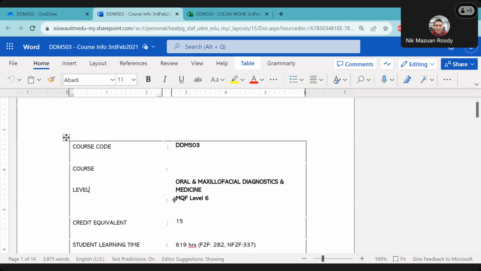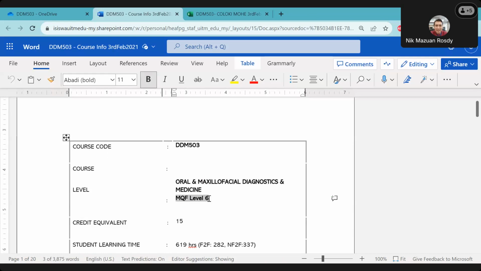Level, MQF. The question was asked yesterday, right? What is MQF? Malaysian Qualification Framework. For the degree program, it is level 6. So everyone will have the same answer here, which is MQF level 6.